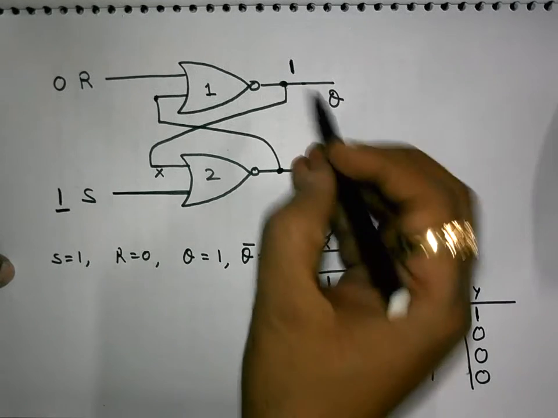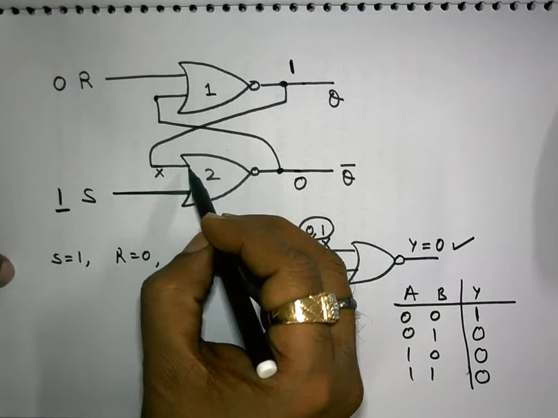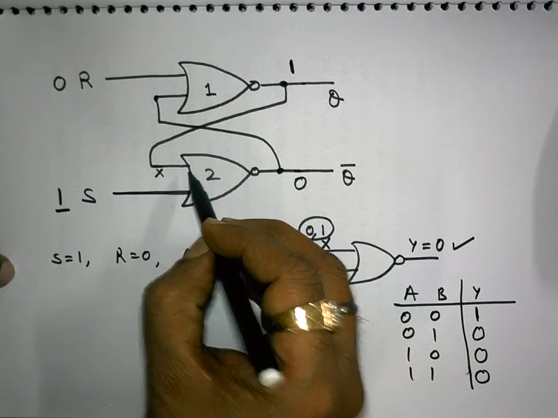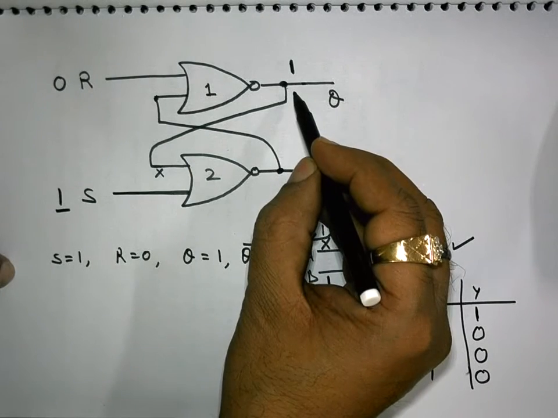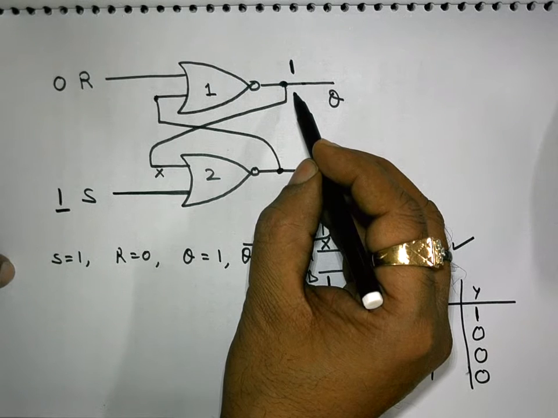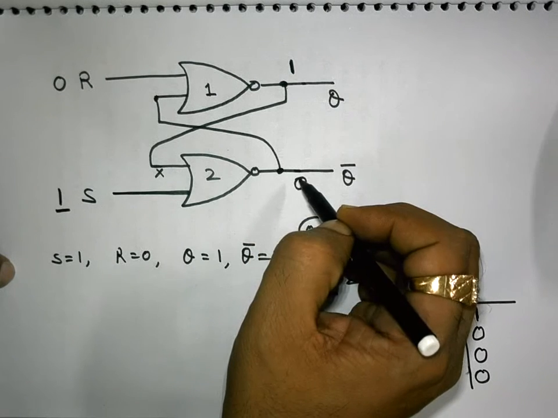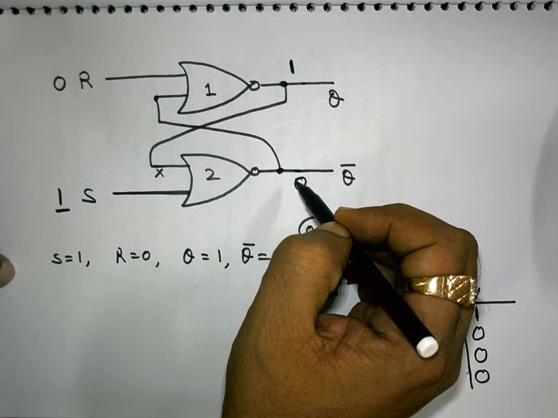Getting my point? And you see, this thing is further coming back to this input, and this thing is further going back to this input. Is it going to make any change? No. Okay. So, this state of 1 0 is stable now. This is stable output now.